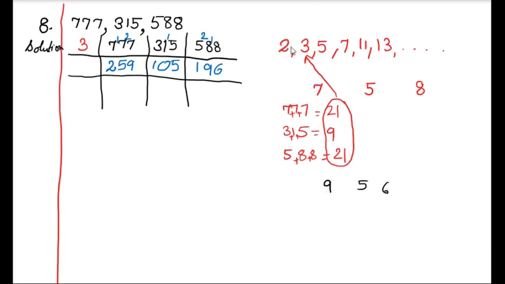Our first prime number is 2. Are these numbers divisible by 2? Only 6 is divisible. All the others are not divisible. So we cannot use the first prime number 2 here. Yeah, because 259 and 105 are not divisible by 2. Only 196 is divisible by 2. Now the next prime number, that is 3.